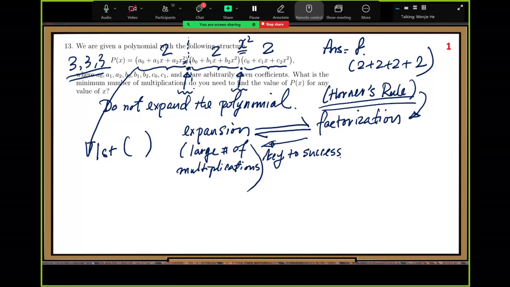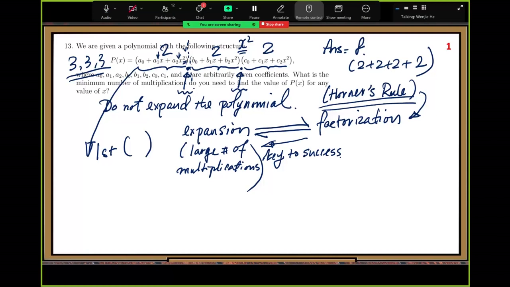But the first time, you need to calculate x squared. Do you need to do this multiplication, x2 times x squared? Do you need to do x1 multiplied by x? If you do this, you didn't apply Horner's rule. Apply Horner's rule inside each one, and you get 2, you get 2.